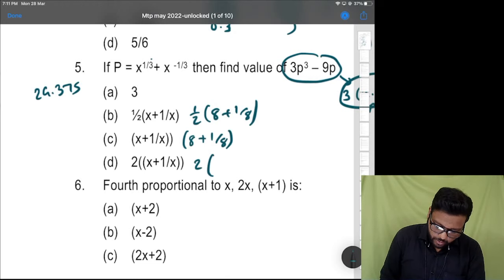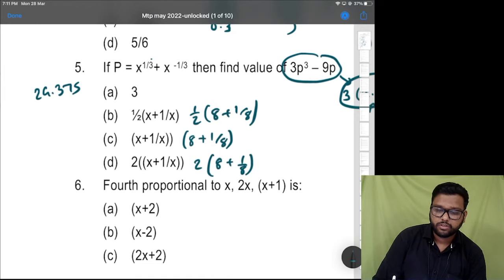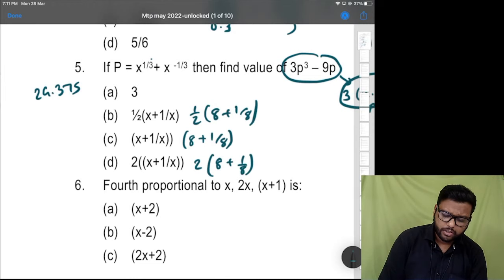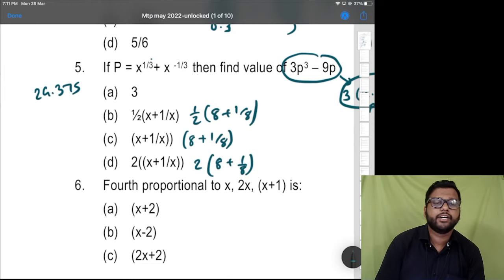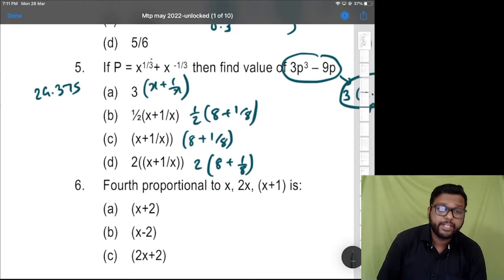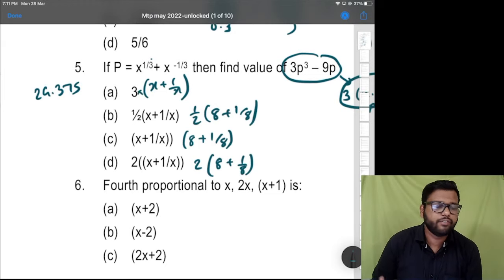You can check on calculator. This is 2 into 8 plus 1 by 8. Let's check. 1 by 8 plus 8 into 2, that is 16.25. So that is also wrong. Actually, 1 by 8 plus 8 into 3 is the correct answer. So maybe they wanted to give it like this: 3 times x plus 1 by x. Maybe they wanted to give 3 into this, but they have not given, so none of the answers is correct.